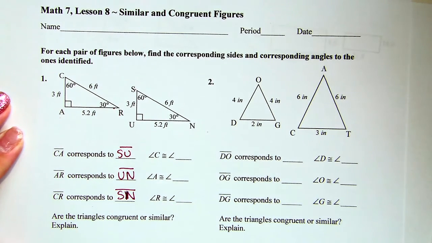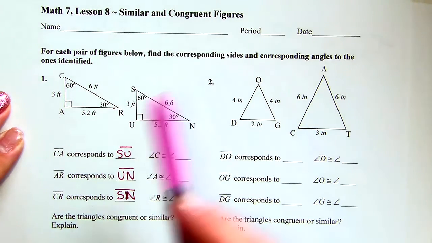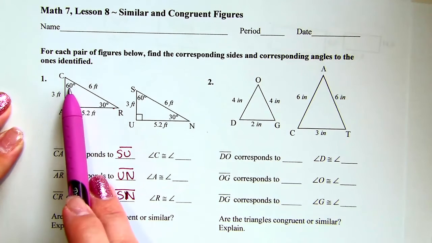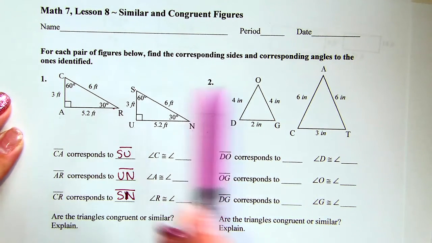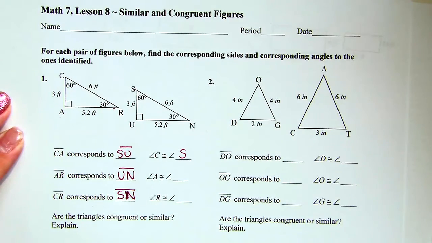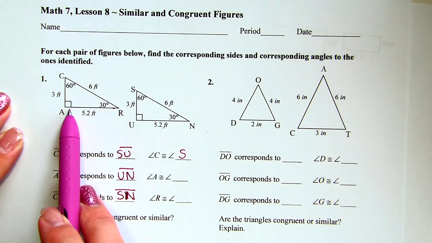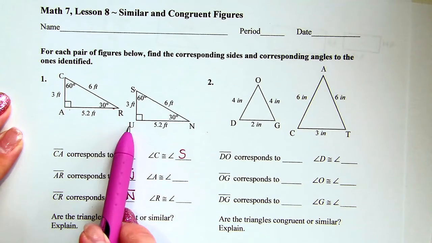Next, we need to take a look at the angles. Angle C is congruent to what angle? Well, if angle C is 60 degrees, the angle that's congruent to that in our other figure is S. So I'm going to write S right here. Angle A here is a box. That box means it's 90 degrees. In our other figure, that would be U. So I'm going to write U.